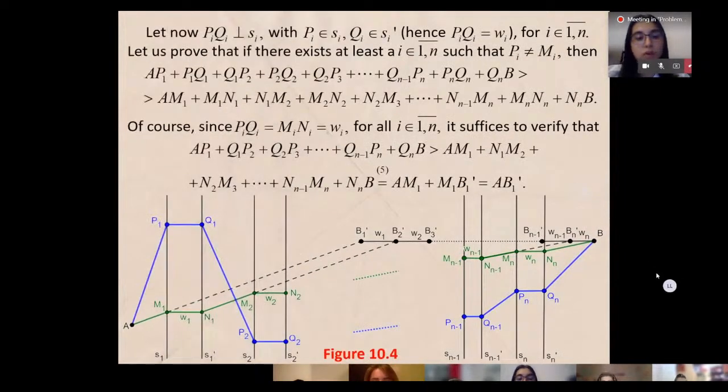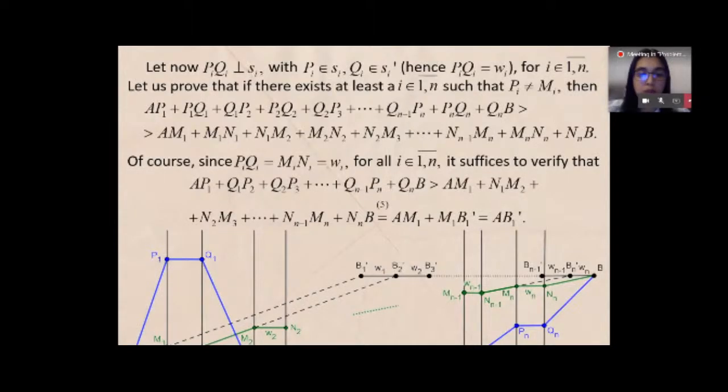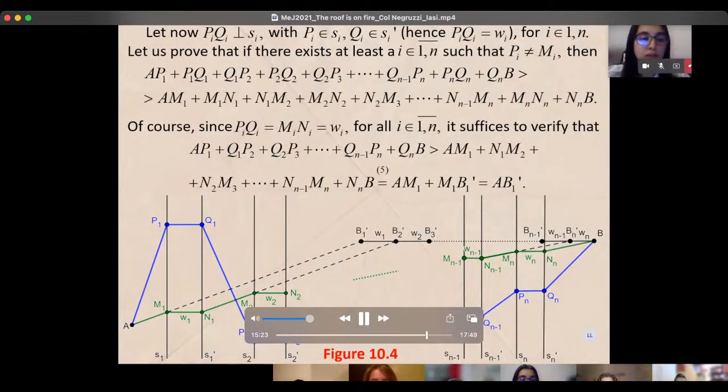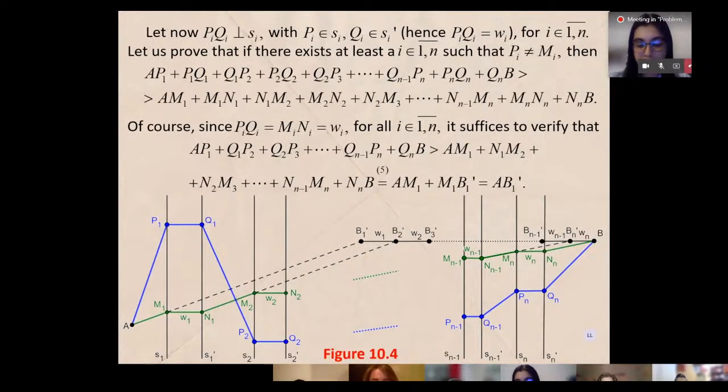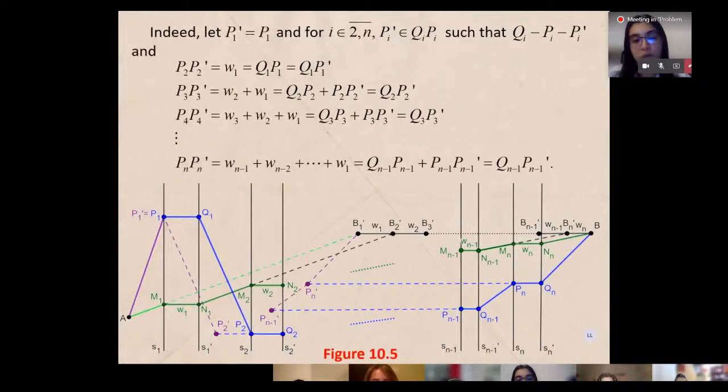Now, let's prove that any other route from A to B is bigger. We represent it here in blue, a random trajectory. And since the bridges are common to the green and the blue path, we only need to show that the sum of the blue oblique lines is bigger than the sum of the green oblique lines. We do that by considering auxiliary points Pi prime as we described them here.